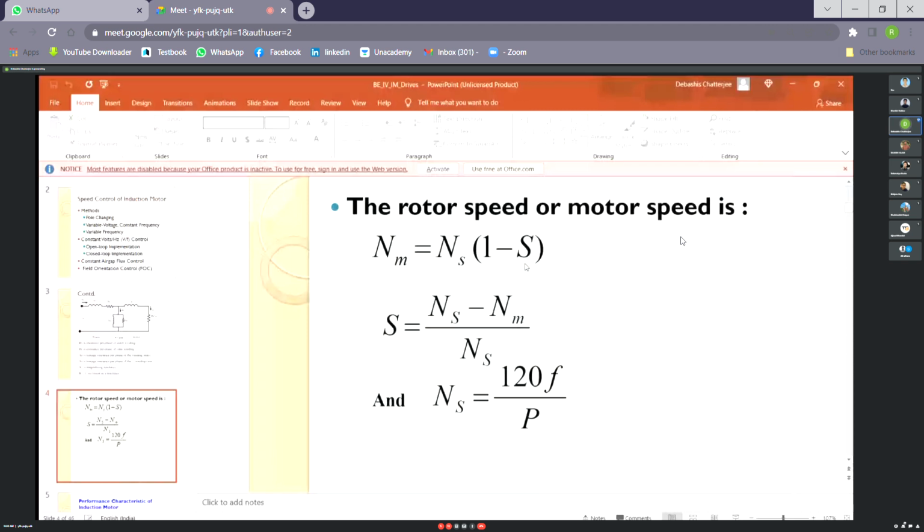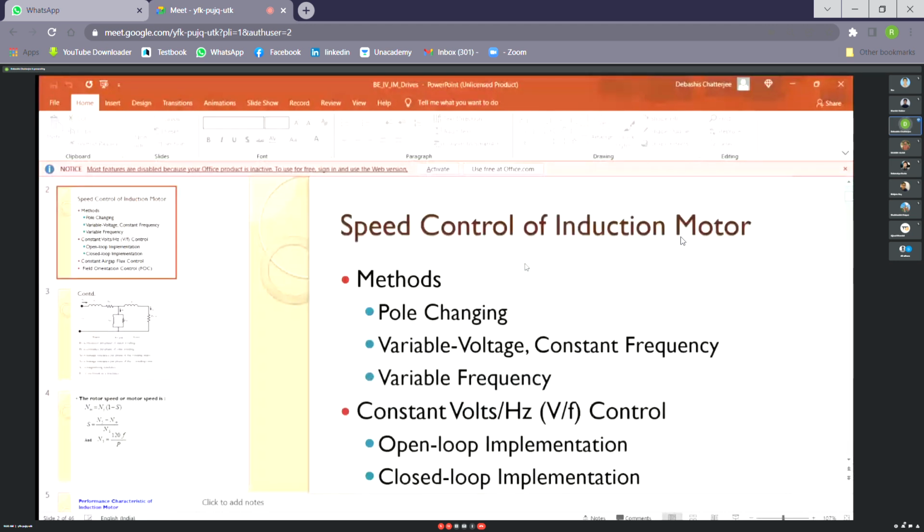Now look at this slide where we are looking at the methods. The gross methods are by changing the synchronous speed. One way of changing the synchronous speed is pole changing. If you change the number of poles, there will definitely be a change in synchronous speed and in rotor speed. The second one is variable voltage, constant frequency. If you vary the voltage at the same frequency, then also the speed can change.